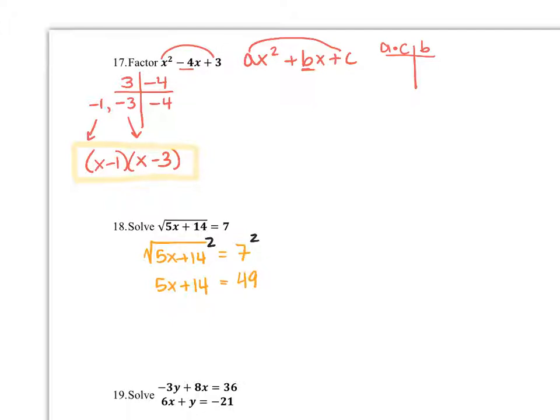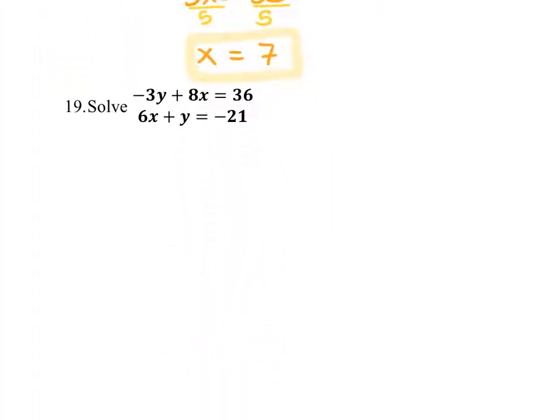And then we continue solving the way that we normally would any other algebraic equation, and we end up with 5x is equal to 35. We can divide both sides by 5, and our final result is going to be x is equal to 7. And at this point, we are ready to move on to number 19, which is definitely going to take us a little bit longer.